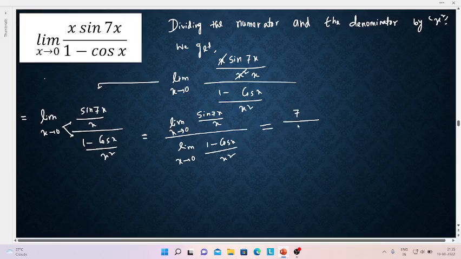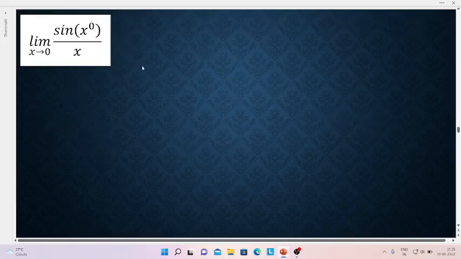Similarly, the value of this particular denominator is nothing but half, right? I will give you the solution, but you have to remember that the value of this particular function is nothing but half. So that is nothing but 7 divided by half, which equals 14. So the value of this particular limit is actually 14, right? Okay, so let's move to the next question.